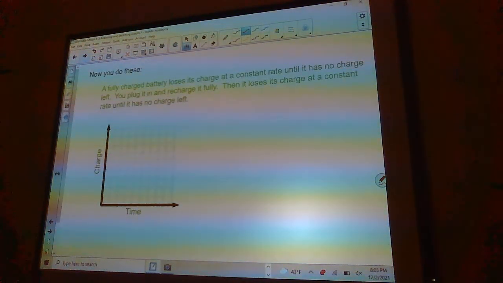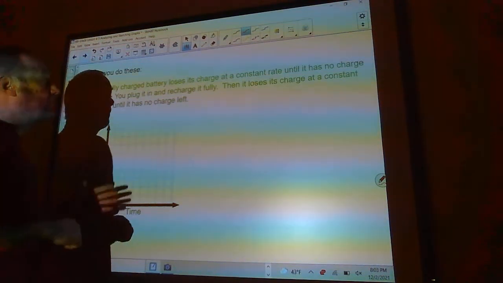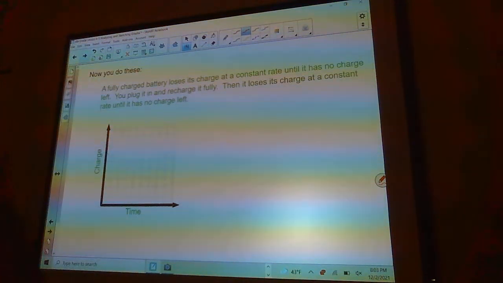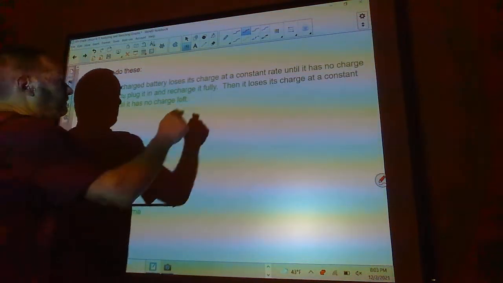Now you do this. You're going to pause the video and figure this out. A fully charged battery loses its charge at a constant rate until it has no charge left. You plug it in and recharge it fully, then it loses its charge at a constant rate until it has no charge left. Go ahead and pause the video, sketch that out, and see if you got the same thing as I'm going to get.